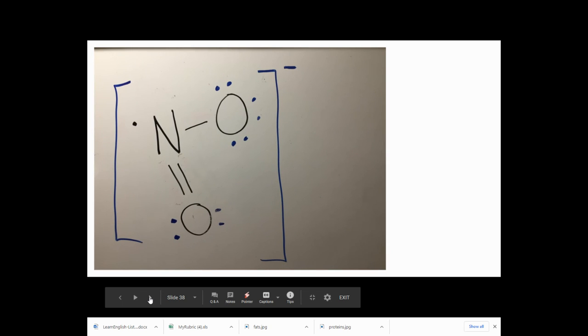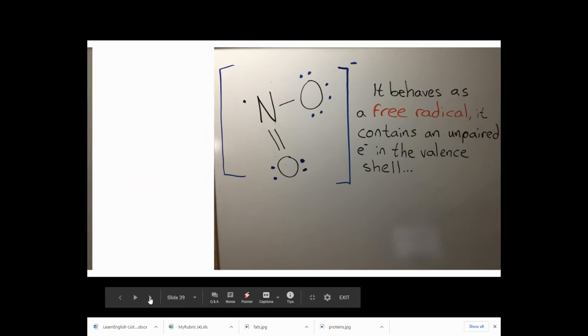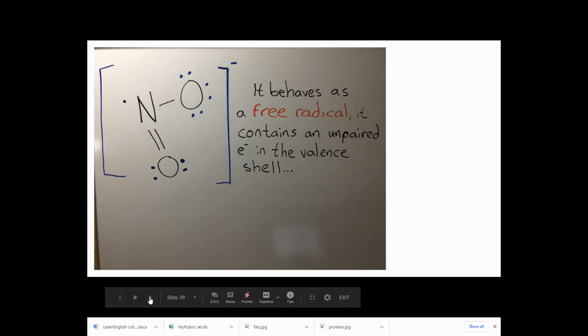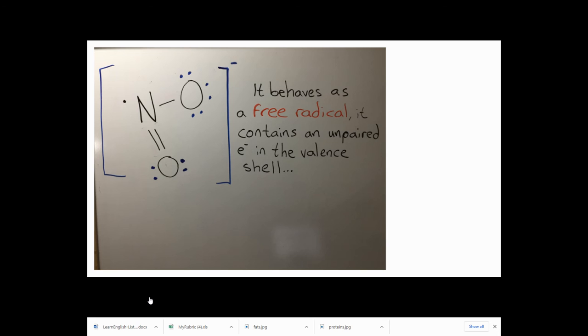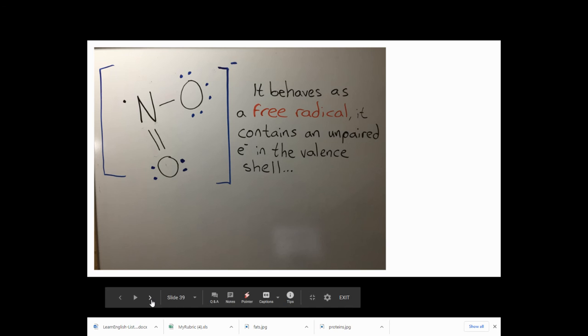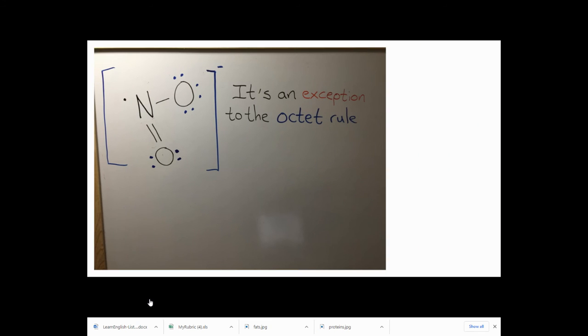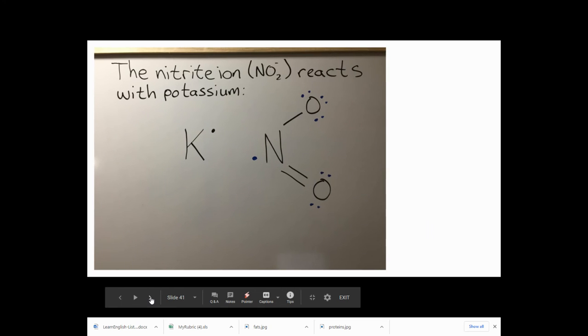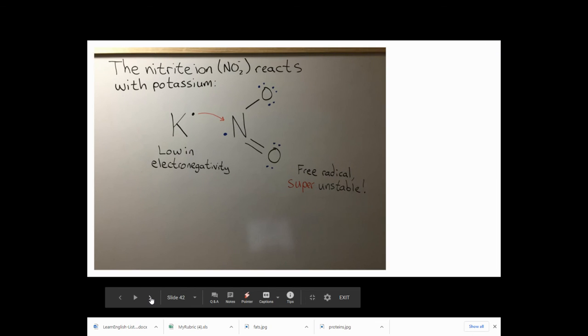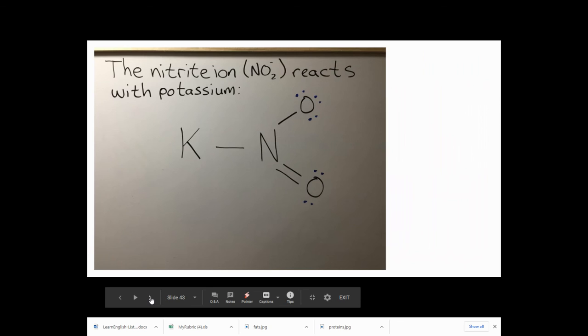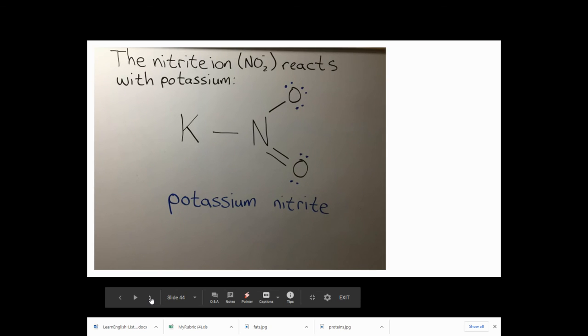That's why this ion has a negative charge of -1. It behaves as a free radical. It contains an unpaired electron in the valence shell. It is an exception to the octet rule. The nitrite ion is going to react with potassium as an example. As we can see here, potassium is low in electronegativity, so an ionic bond will be formed, and we have potassium nitrite.